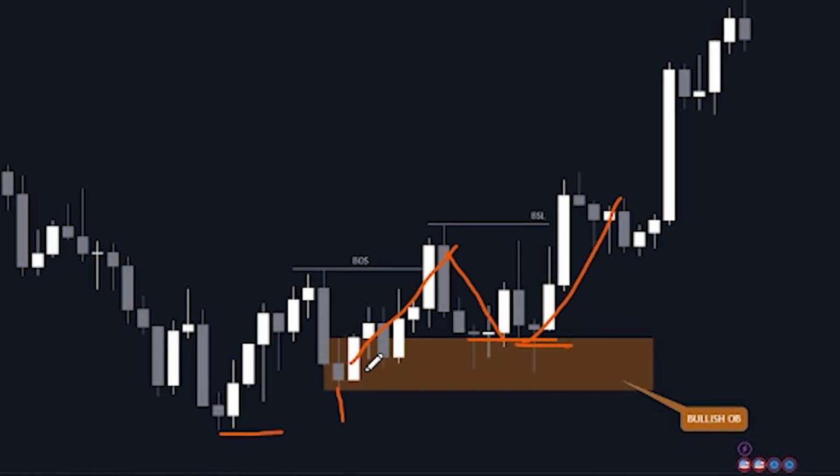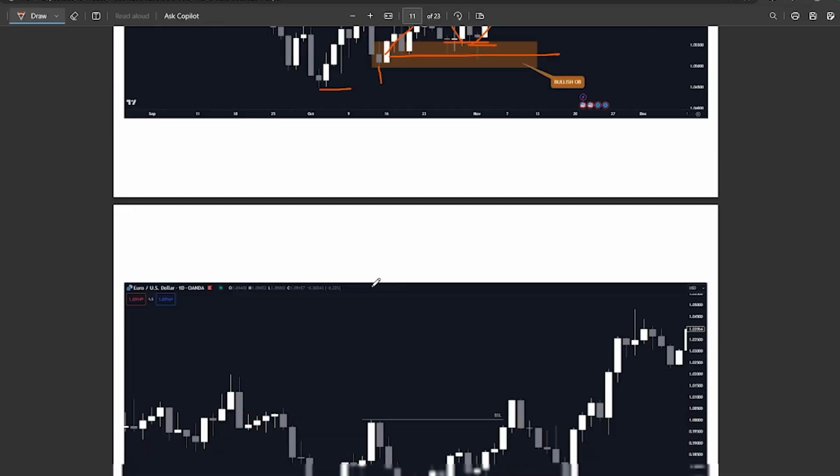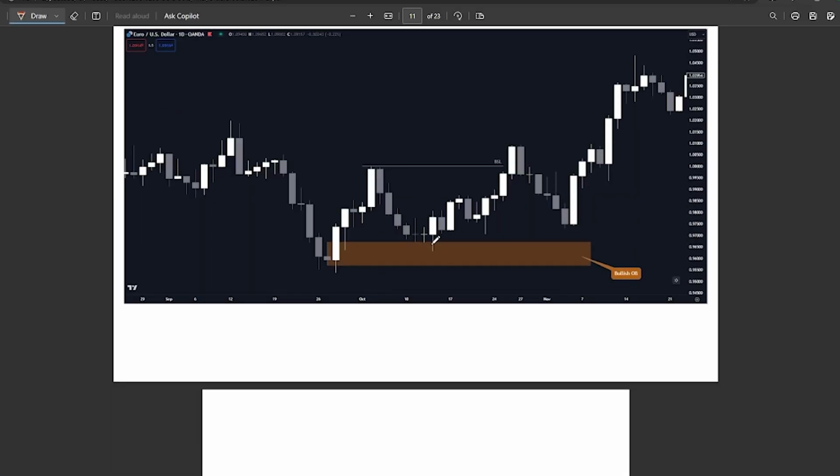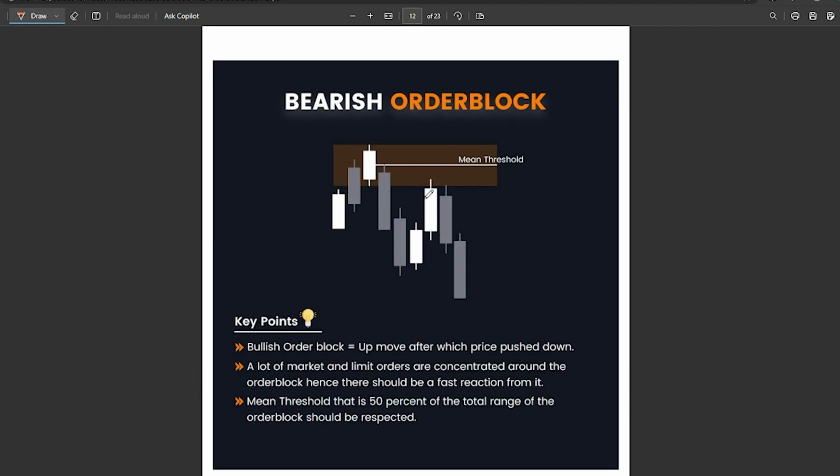Also you can see that the mean threshold was respected here. So there is also a second example which I have attached, which you can see in your free time. Let's move to our fourth type of order block, that is bearish order block.